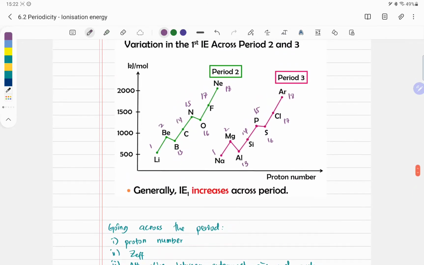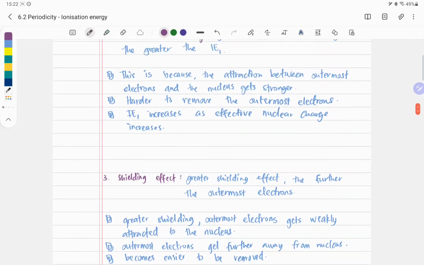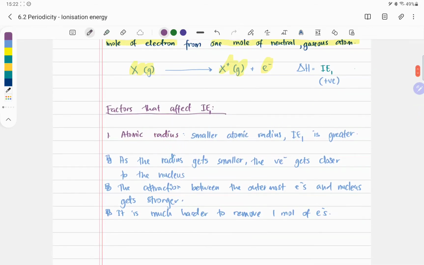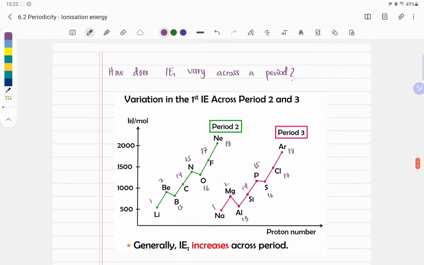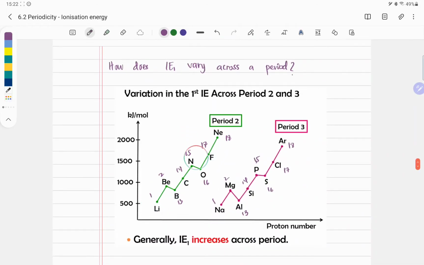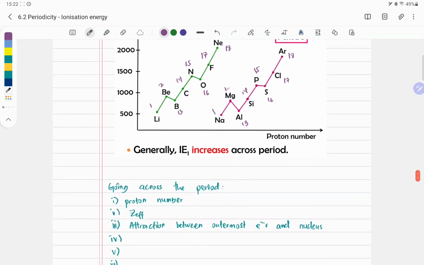And we know why this is. Because if we look at the factors that affect first ionization energy, one is atomic radius. And we know the trend for atomic radius across the period. If we go across the period, the size becomes smaller. So going across the period, proton number increases, effective nuclear charge increases, and the attraction between outermost electrons and nucleus becomes stronger.